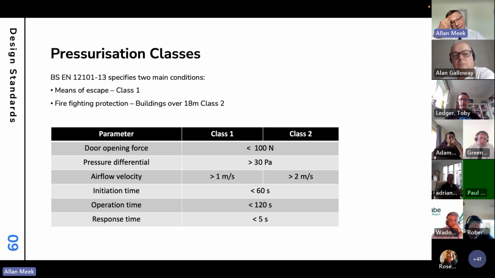The pressurization classes, the standard simplifies things a lot, and it just says there are two classes: Class 1, which is for means of escape, and Class 2, which is for firefighting protection. And that is for buildings, depending on the country where you need firefighting protection. So in the UK, that will typically be buildings over 18 metres, will be Class 2. The classes are identical apart from the open door air velocity. So the airflow velocity is 1 metre per second for means of escape conditions, 2 metres per second for firefighting.